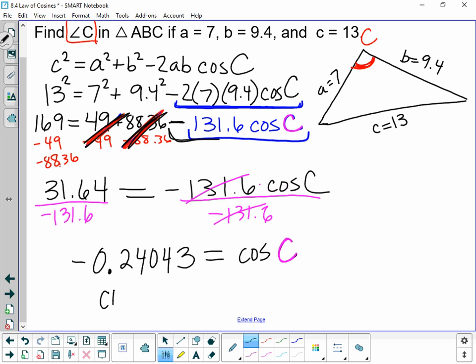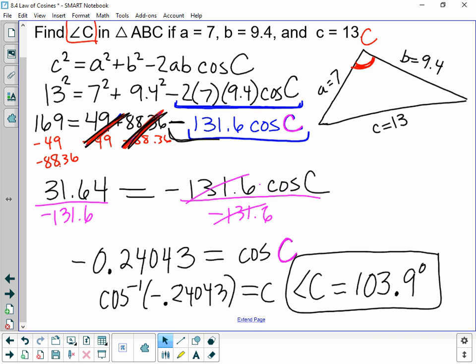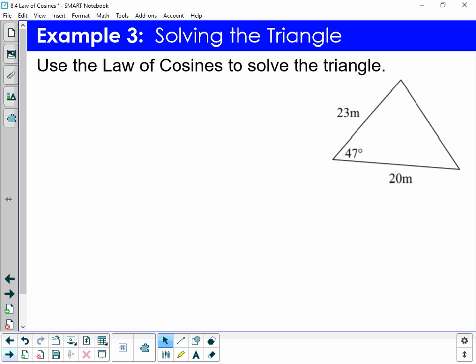So in my calculator, I'm typing in the inverse cosine of negative 0.24043. And that's equal to angle C, and my calculator tells me angle C is 103.9 degrees. So it does take a little more care when you're finding a missing angle in your triangle with a lot of cosines. Just if you can remember to keep the cosine's coefficient with it for a minute, you'll be fine. But that is a little bit trickier than finding a missing side.